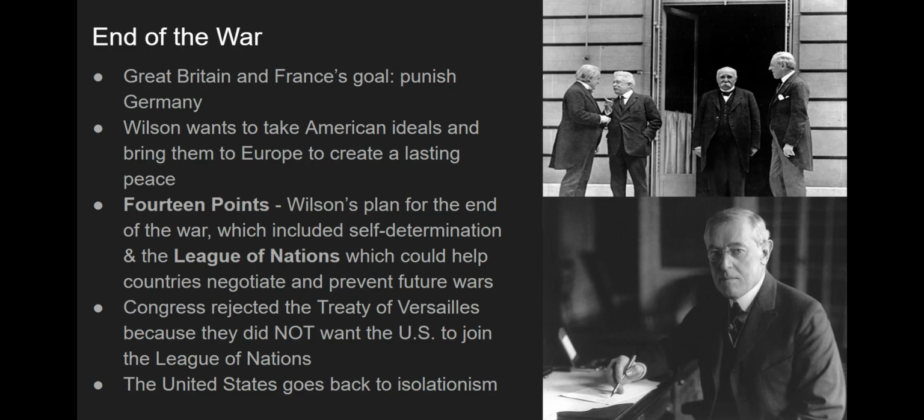The war ends, and Wilson shows up. He wants to bring American ideals to Europe, create lasting peace. But Great Britain and France, all they're interested in is punishing Germany. Wilson's plan for the end of the war, he called the 14 points, which included ideas of self-determination and, most importantly, the League of Nations. He wanted countries to sit down and negotiate, prevent future war.